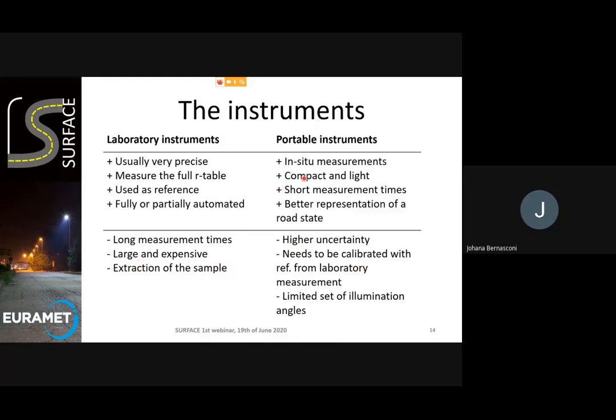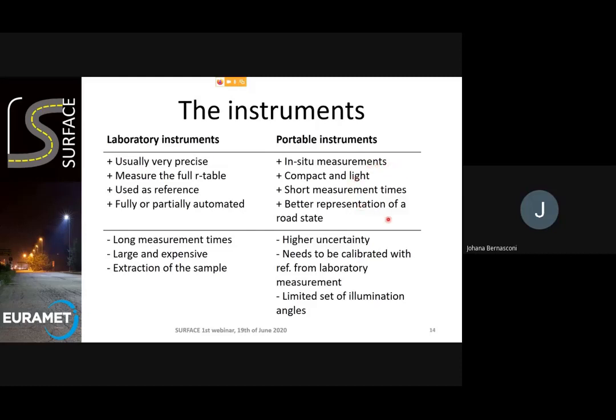So the portable instruments, they are used for in situ measurements. They are compact and light. They have shorter measurement times. And because we can use them in situ, we can have a better representation of the road state. So that means we can measure a lot more different spots on the road. And we can also follow the evolution through the years.